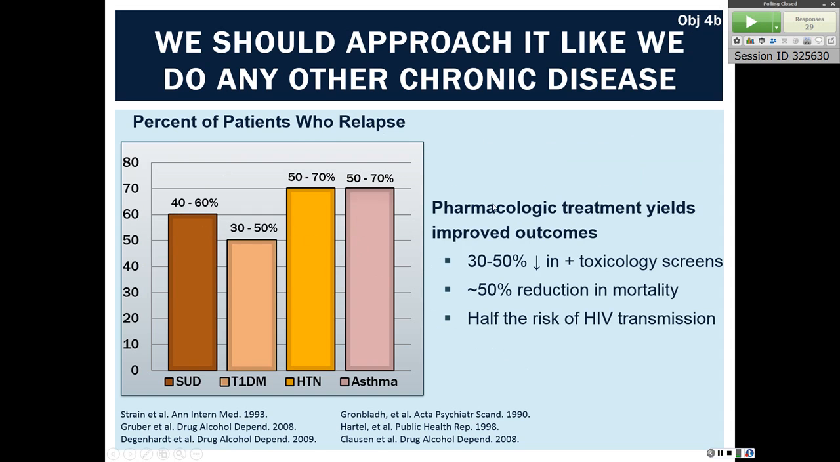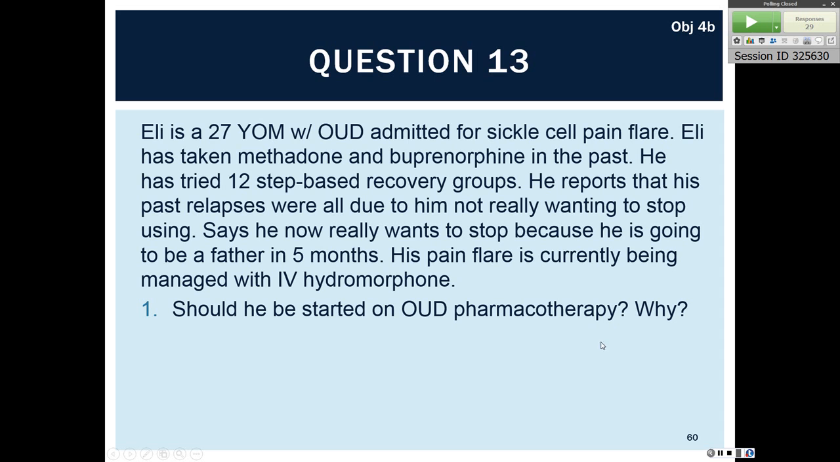What we know about opioid use disorder treatments is that pharmacotherapy yields a 30 to 50% reduction in positive toxicology screens. That means people screening positive for other substances that they're using. About a 50% reduction in mortality. This is always the one I use to convince people to start pharmacotherapy when they have opioid use disorder. And half the risk of HIV transmission. So these drugs are amazingly successful and useful for patients.